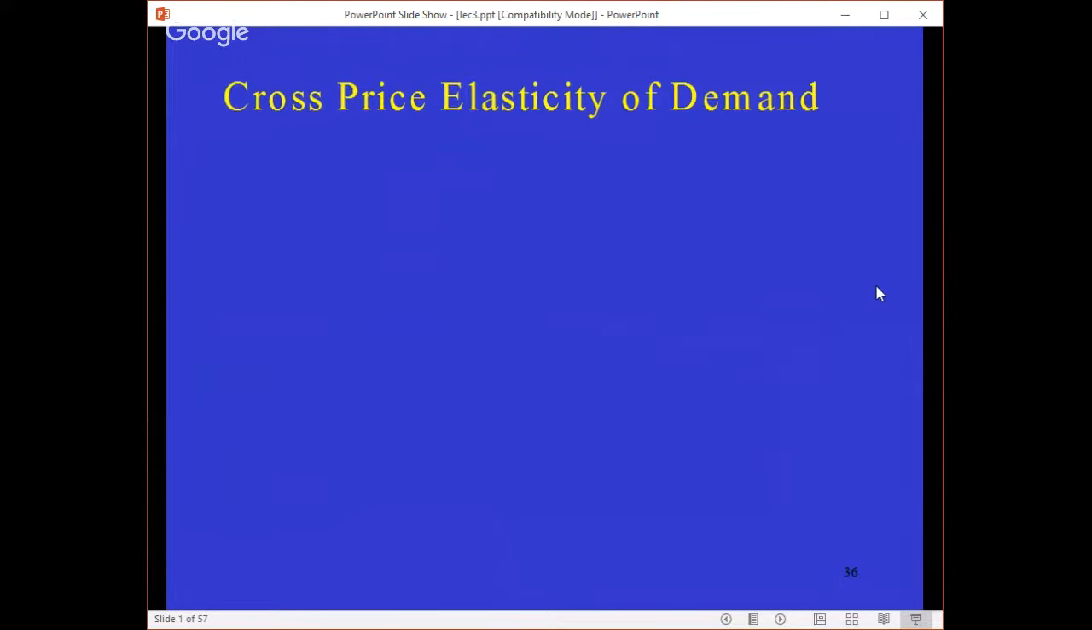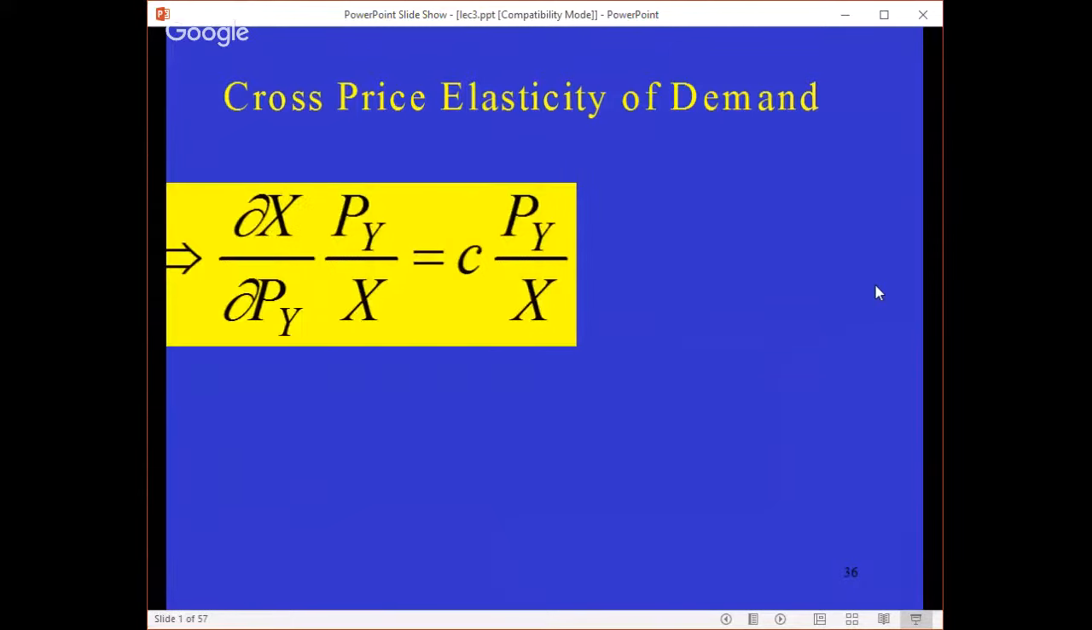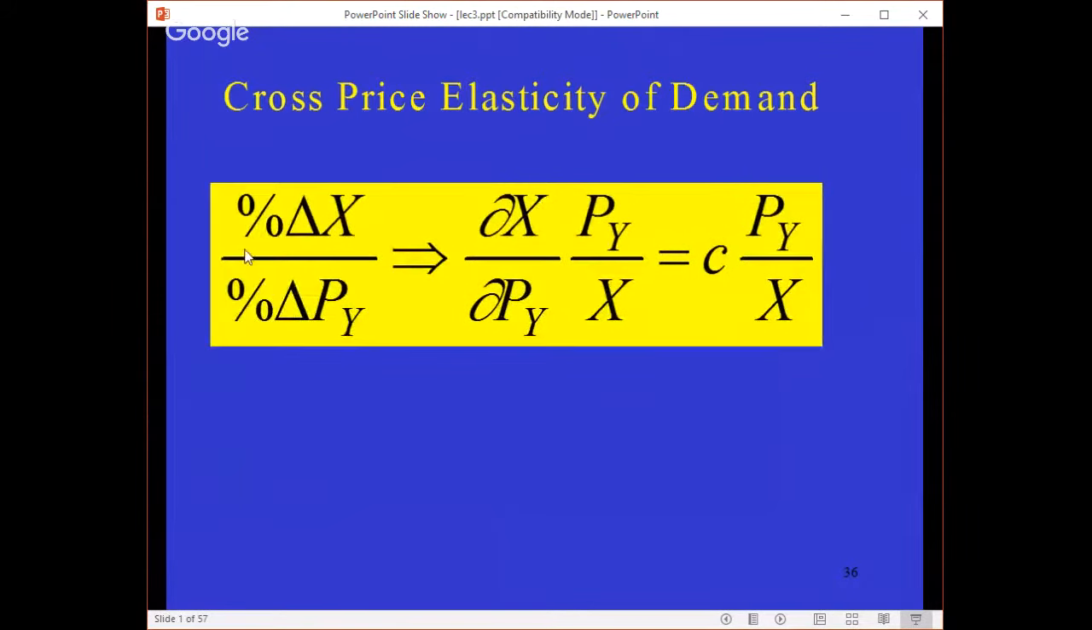Find the cross price elasticity. In this case, which partial do we need to take? The partial of x with respect to py. Perfect. You guys are flying. You're getting the hang of this. So I get the partial of x with respect to py, which is c, times py over x, so I get c py over x.